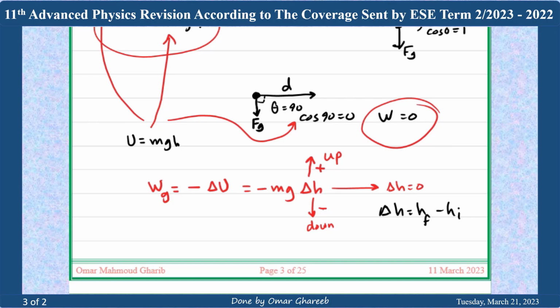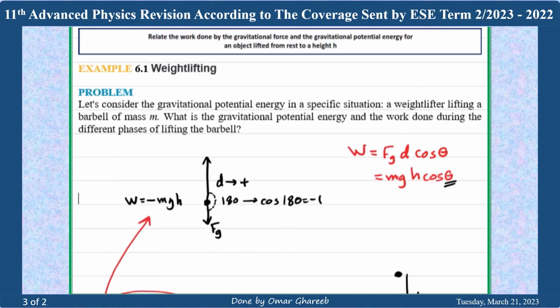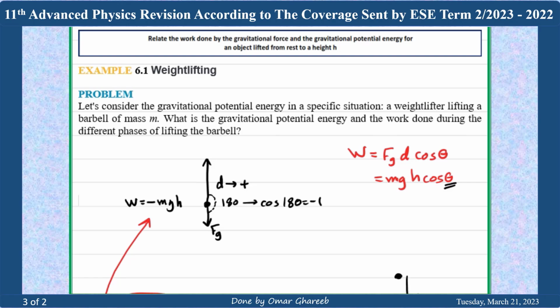And the sign of delta h will decide what the work is, positive or negative or even 0. If the object is going down, delta h would be negative. If the object is going up, delta h would be positive. And if it is horizontal or parallel to the horizontal, delta h would be 0. These are the three cases for such a problem.